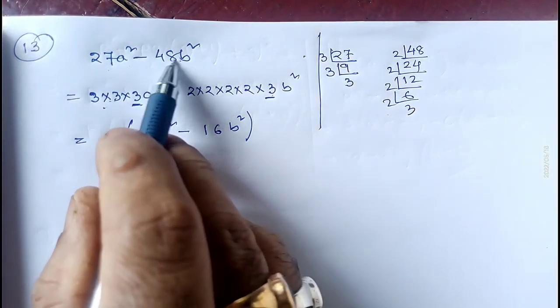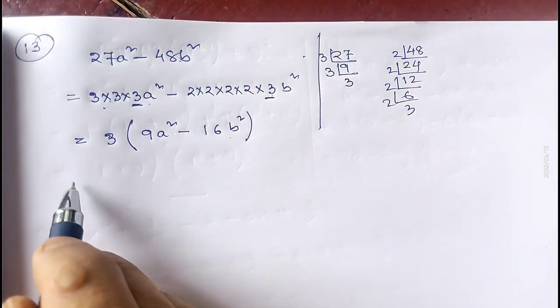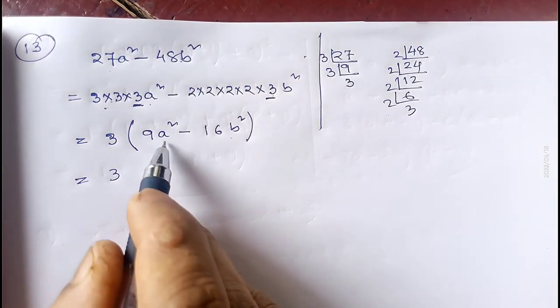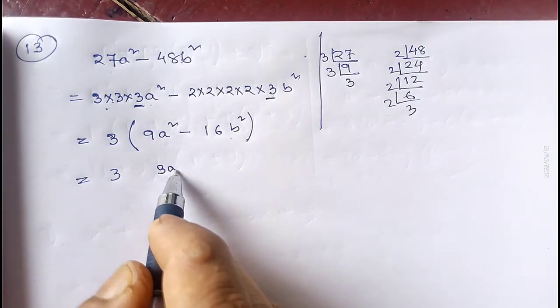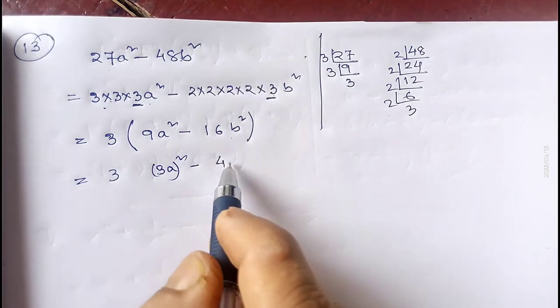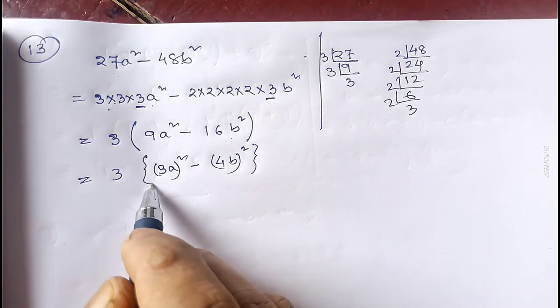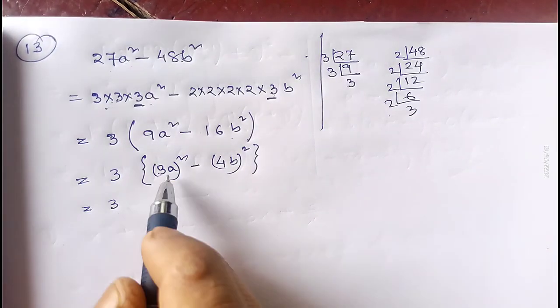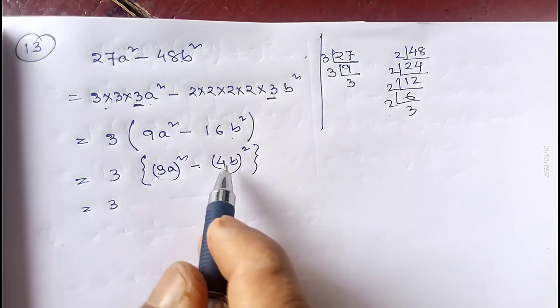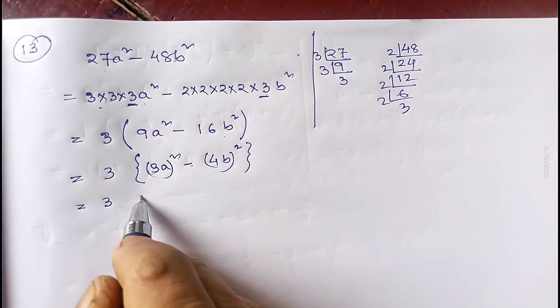So if possible, you can directly take 3 common and write this line, then this line is not needed. Now you can write 3, 9a square can be written as 3a whole square minus 16b square can be written as 4b whole square. Keep it in a bracket. So you got 3, here a square minus b square. All of you know the formula of a square minus b square. It will be a plus b into a minus b.